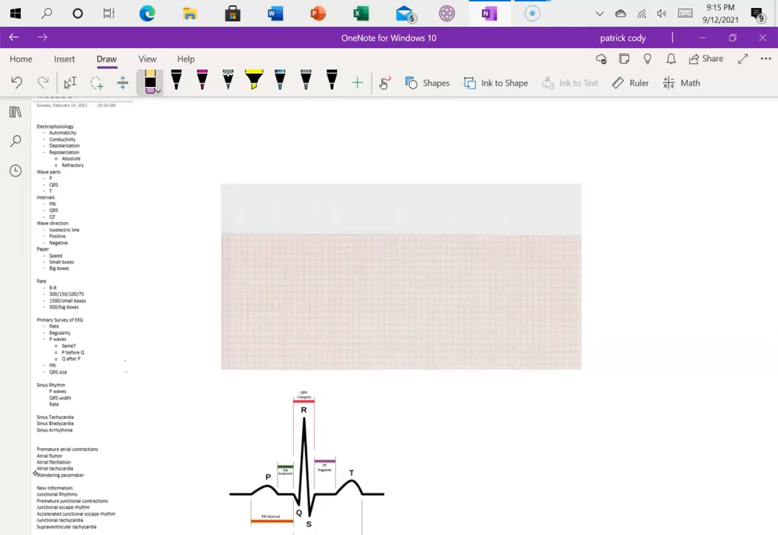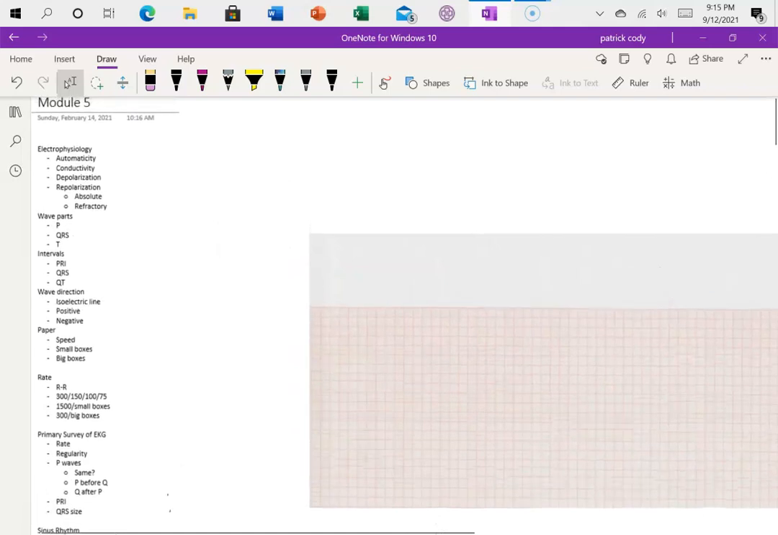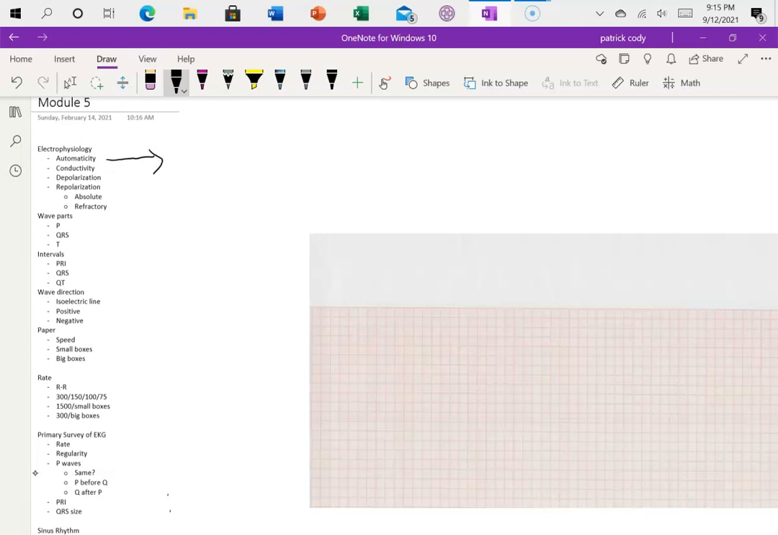So let's start with just some basic fundamentals, things that we always need to keep in mind. And we'll do this very quickly because a lot of this, hopefully all of this, is review now. So remember, when we talk about automaticity, that refers to the heart's ability to produce its own electrical signal, aka become a pacemaker. And remember that different parts of the heart have intrinsic rates, and this is very important to remember when we're figuring out certain dysrhythmias and so forth.